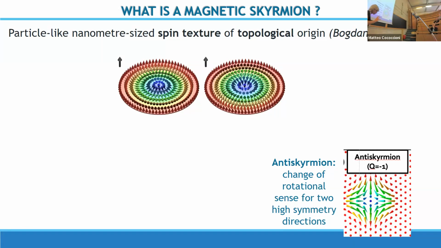There is a zoo of skyrmions. Usually a typical skyrmion is like this. You have a core spin at the center, and then the spins rotate clockwise or counterclockwise, and they reach the border where you have a ferromagnetic bath. But you can have many complex patterns. You can have an anti-skyrmion.